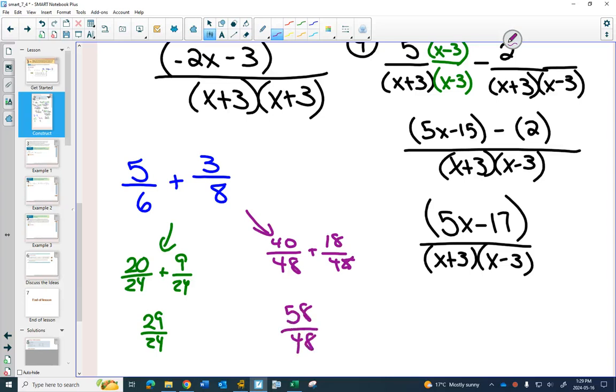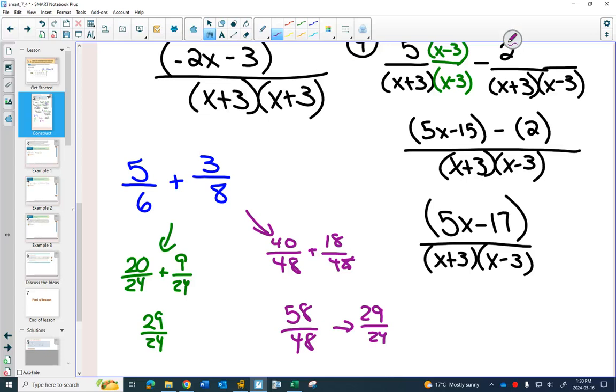And what's the problem with the answer of 58 over 48? It's not in lowest terms. You'd have to divide both of them by 2, get 29 over 24. The purple is not wrong, right? Because we didn't get the lowest common denominator, we had to simplify in the end. And it wasn't too bad. With numbers, it's not too bad. I will tell you, with algebra, it can get bad.